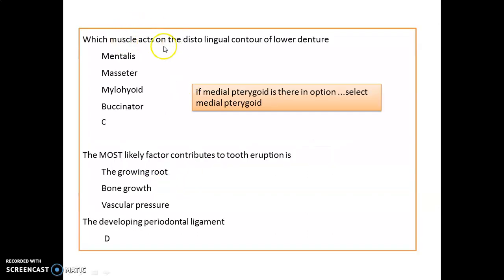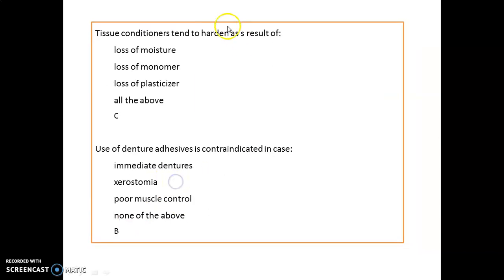Now, which muscle acts on the distolingual contour of lower dentures? That is your mylohyoid. If in the exam the option medial pterygoid is there, select that. The most likely factor that contributes to tooth eruption is the developing PDL. That's why the PDL traction theory is the most widely followed theory for tooth eruption. Now, tissue conditioners tend to harden as a result of what? Because of loss of plasticizer. Denture adhesive is contraindicated in case of xerostomia.